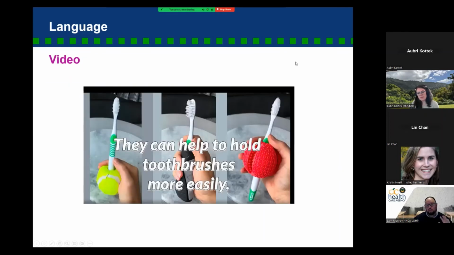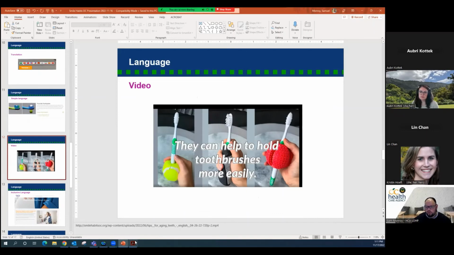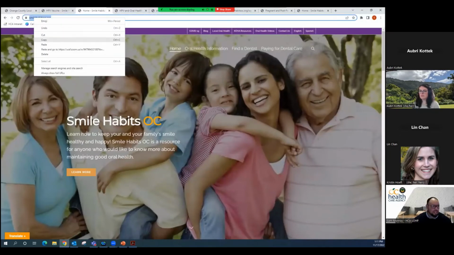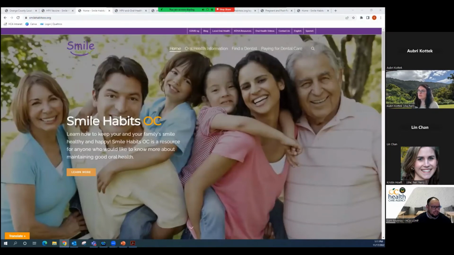The other part with pictures is we've realized that we also need videos. For people with lower health literacy levels, sometimes just the pictures isn't enough, right?